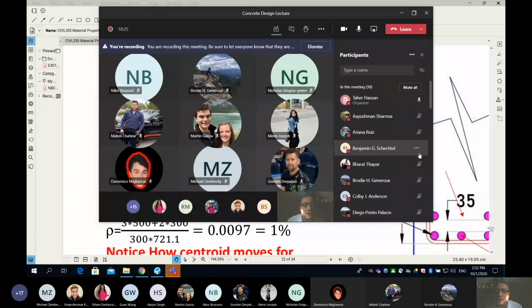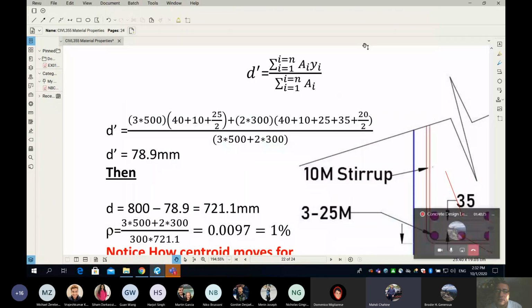Back in the chart, in the same table, 20M has a 300 square millimeter area. Thanks. And then you go ahead and multiply this times wherever the CG is. So the CG here is kind of far north, right?